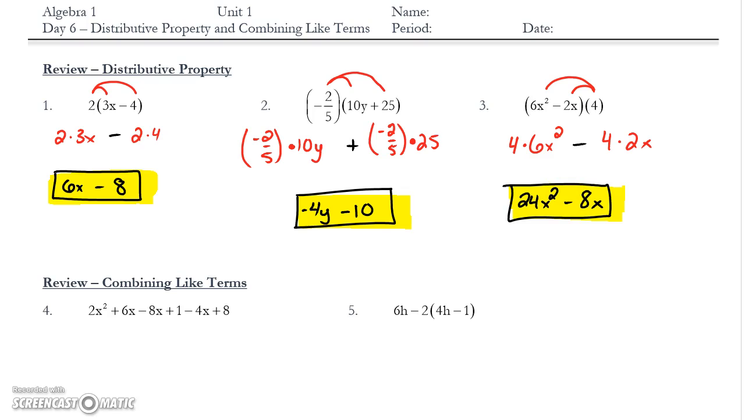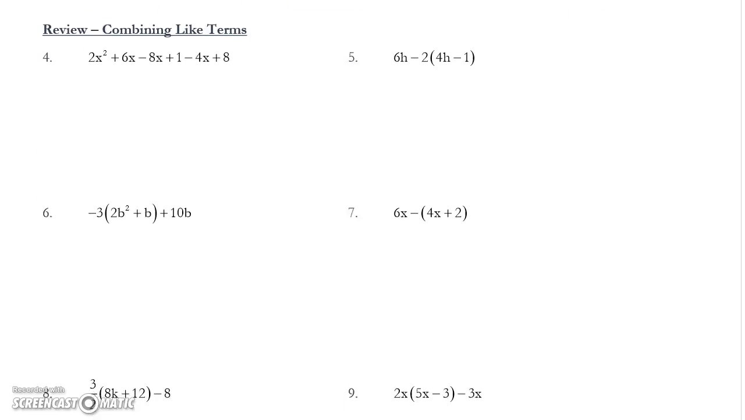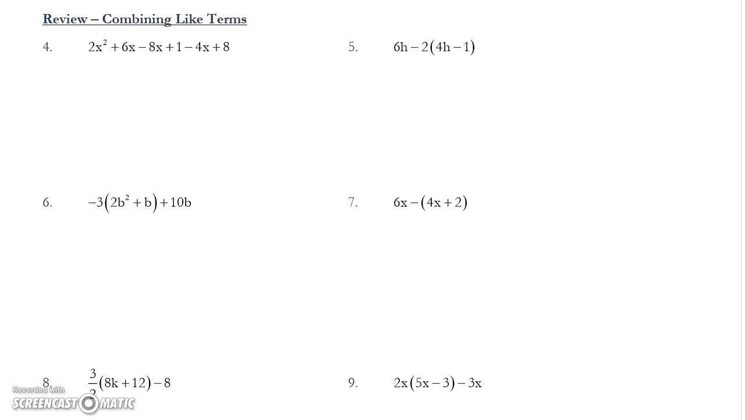Moving on to our combining like terms section. In number 4, we simply have to combine any like terms. I don't have any parentheses. So this is the type of problem where I look through and I see I have an x squared term here and no other x squared terms. So I know I'm going to have just 2 x squareds. When I look for my other like terms, I see I have a positive 6x, a negative 8x, and a negative 4x. All of those are like terms with a variable of x, no exponent, or an exponent of 1.